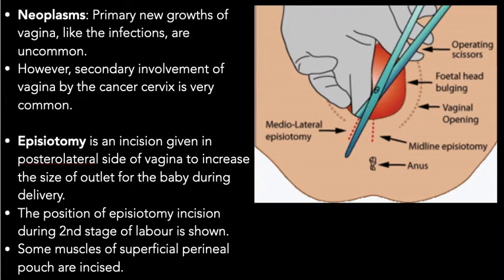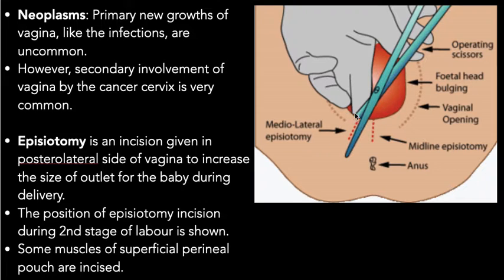Now, neoplasm. Vagina can have some neoplasms or malignant growth and infection, but like infections, they are uncommon. However, the secondary involvement of vagina by cancer cervix is quite common.